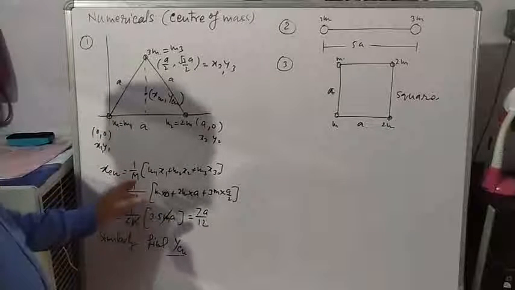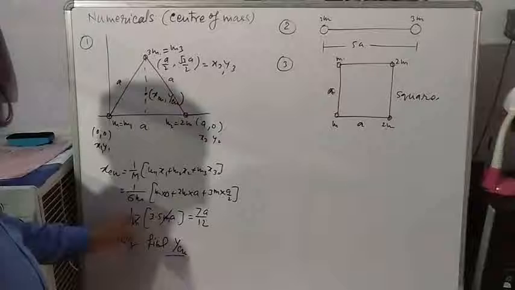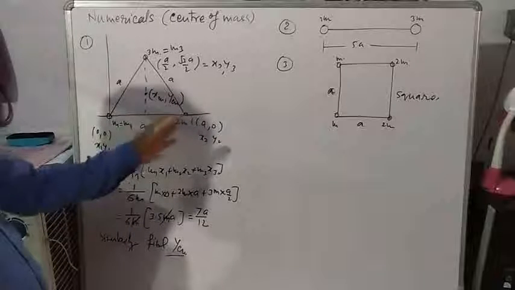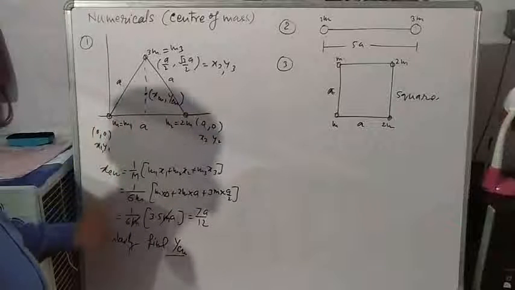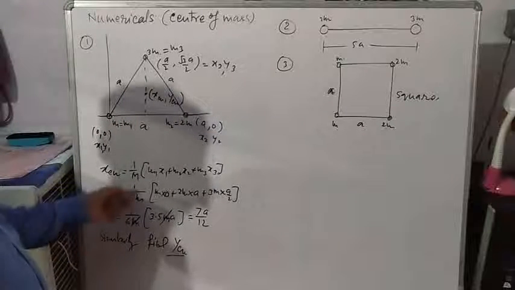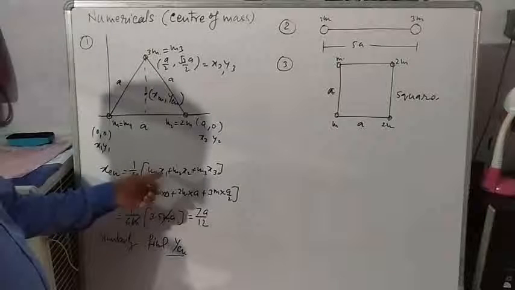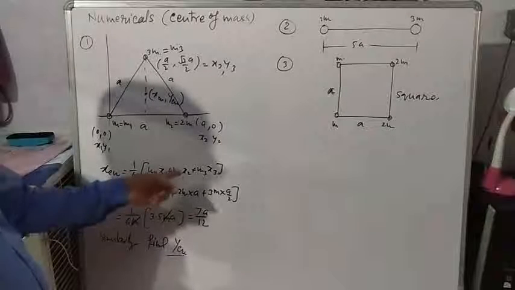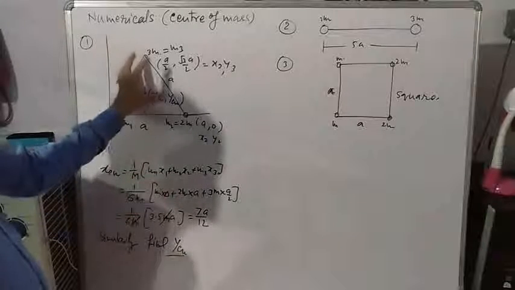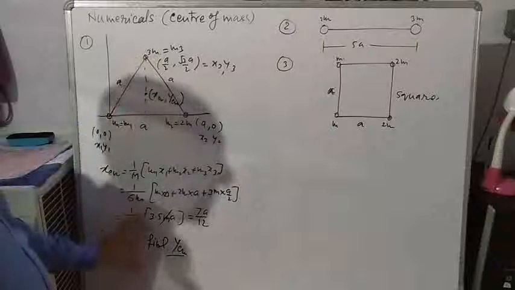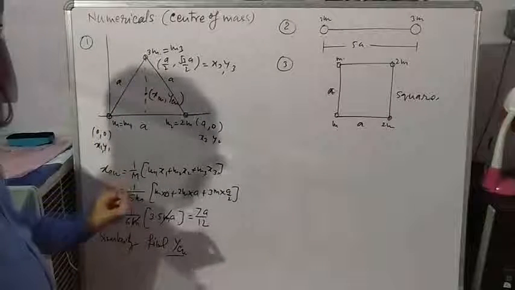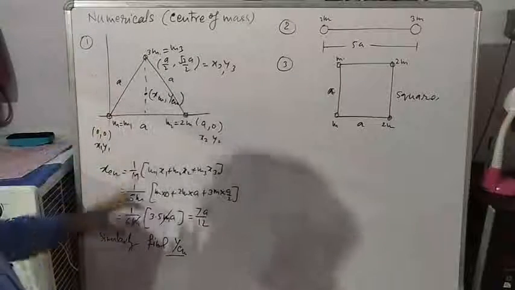Similarly, you can find ycm. All the values are given. The formula of ycm is 1 by M, m1 y1 and so on; in place of x you will write y. Put all the values, make calculations and get the result. I suppose you could understand.